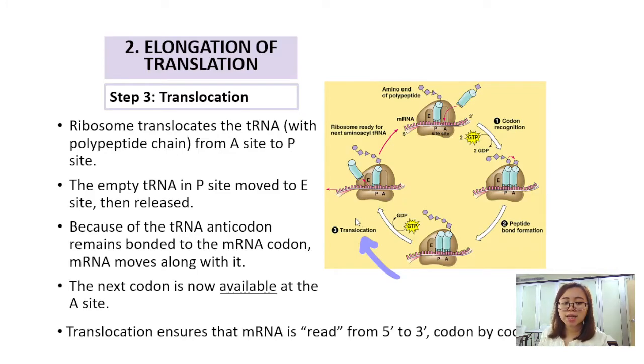Translocation ensures that mRNA is read from 5' to 3' direction, codon by codon. Sebab ribosom ini akan bergerak 3 nukleotide demi 3 nukleotide, dia akan pastikan kita punya mRNA sentiasa dibaca dalam arah yang betul dan sentiasa dibaca codon demi codon, 3 by 3.